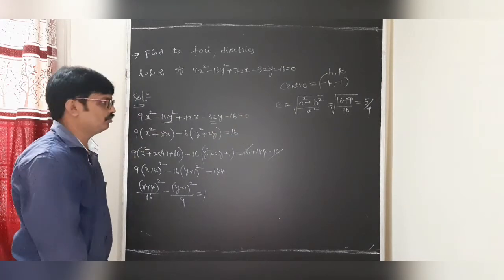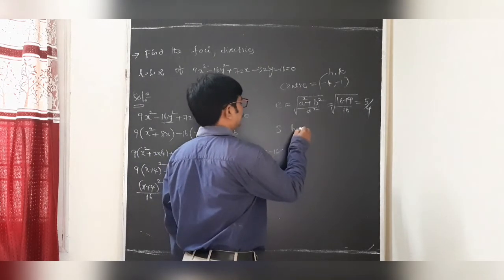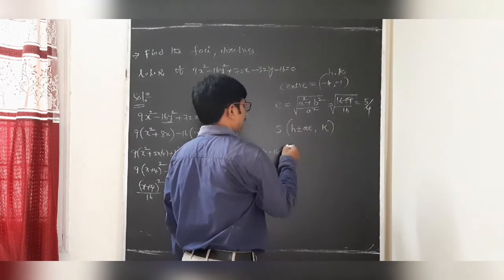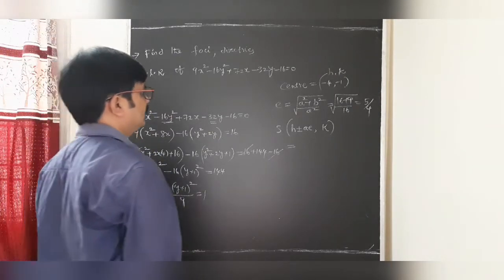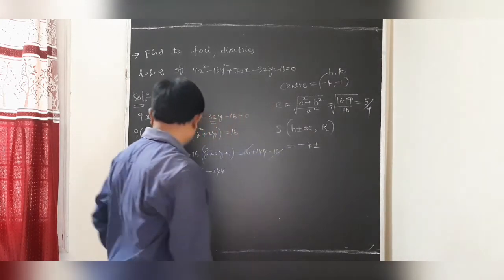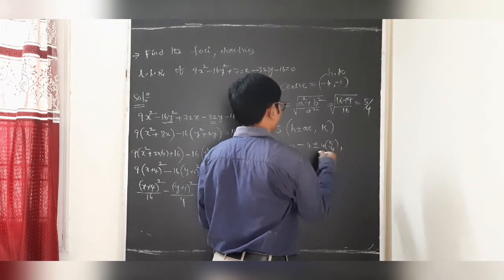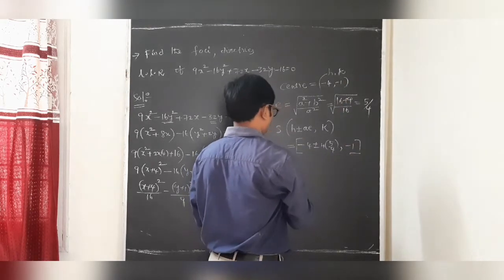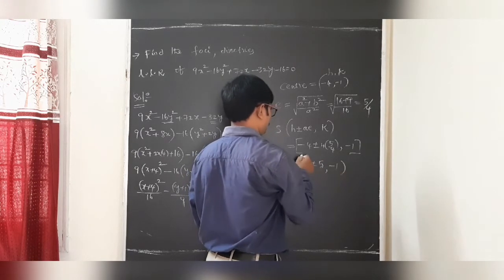Now how to write the foci? The foci can be written as h plus or minus ae comma k. So students, the h will be minus 4 plus or minus, the a is 4, e is 5 by 4, and k will be minus 1. So minus 4 plus or minus 5 comma minus 1.